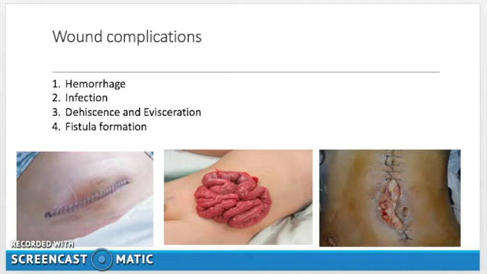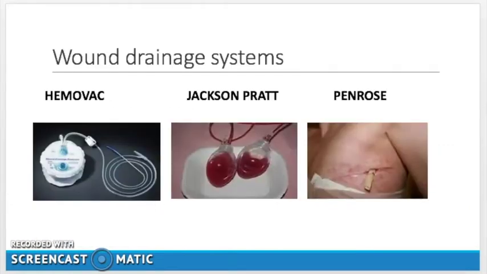Another complication is a fistula, which is an abnormal passage from an internal organ or vessel to the outside of the body or from one internal organ to another. It is often the result of an infection which has formed an abscess that has not been able to drain. The accumulated fluid causes pressure on the surrounding tissues, and then this causes breakdown between the different organs. In order to prevent the buildup of fluid and the formation of fistulas, you often see wound drainage systems placed in surgical incisions. The Hemovac is one type.